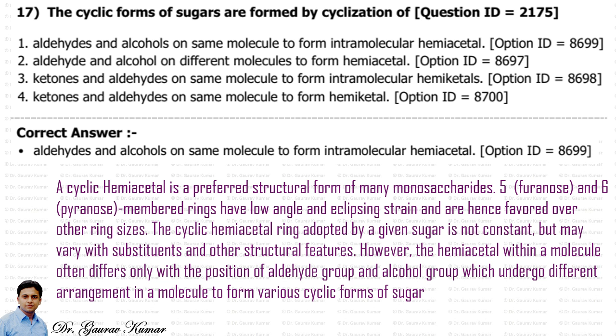The cyclic hemiacetal ring adopted by a given sugar is not constant but may vary with substituents and other structural features. However, the hemiacetals within a molecule often differ only with the position of the aldehyde group and alcohol group, which undergo different arrangements in a molecule to form various cyclic forms of sugar. Hence the option which is correct.